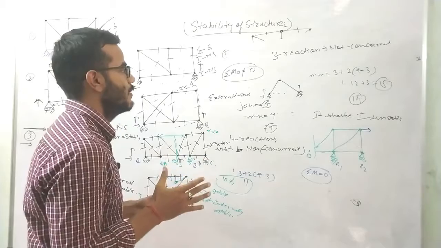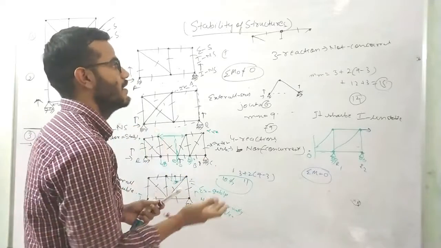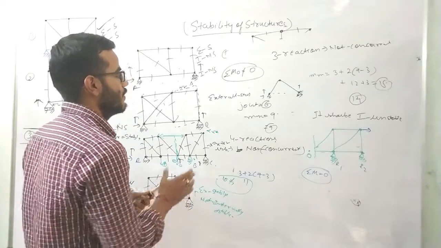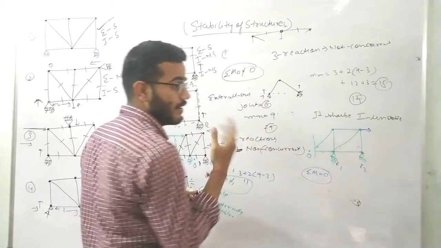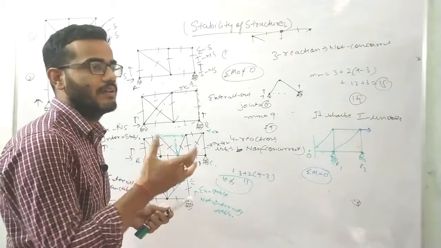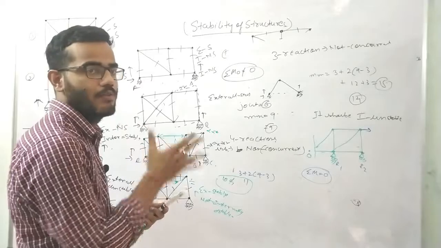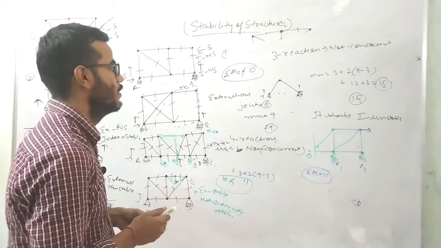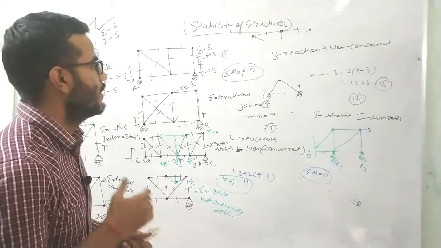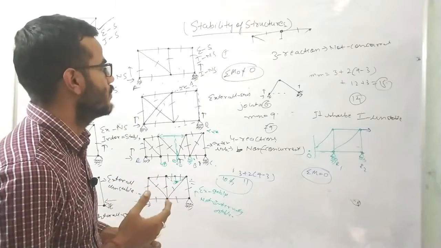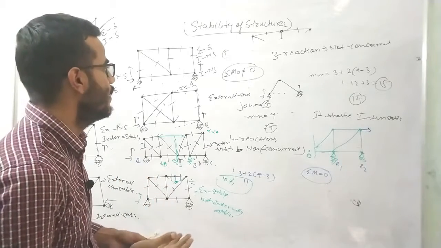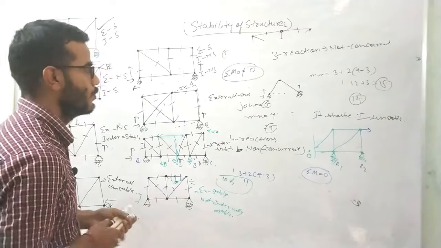If the structure is unstable and we provide some extra members, that won't be stable. If the external reactions are less but the members are more than the required members, that also won't be stable. So internal stability we can compensate through external reactions, basically that is what I want to tell, but the reverse is not true.